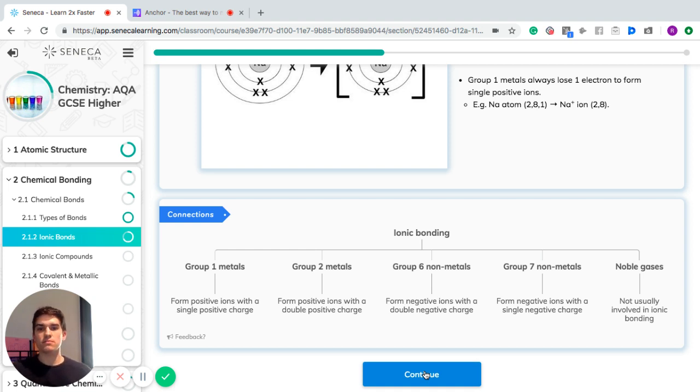Group 2 metals form positive ions with a double positive charge. Group 6 non-metals form negative ions with a double negative charge. Group 7 non-metals form negative ions with a single negative charge. And noble gases are not usually involved in ionic bonding.